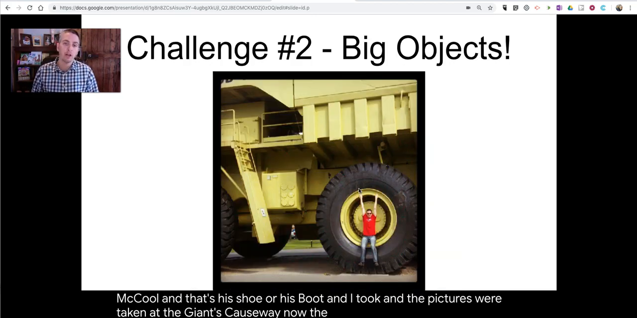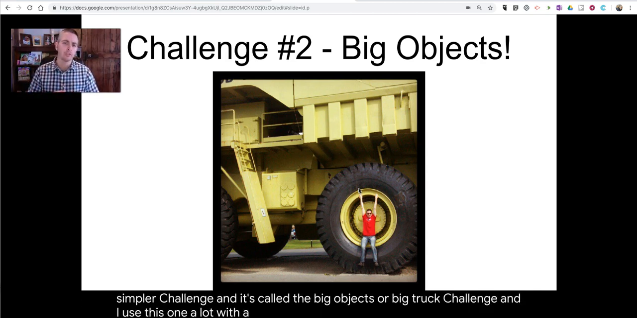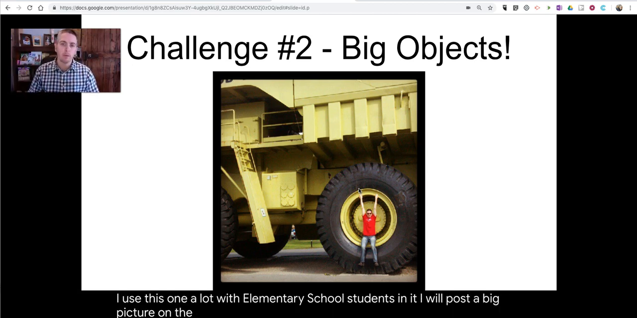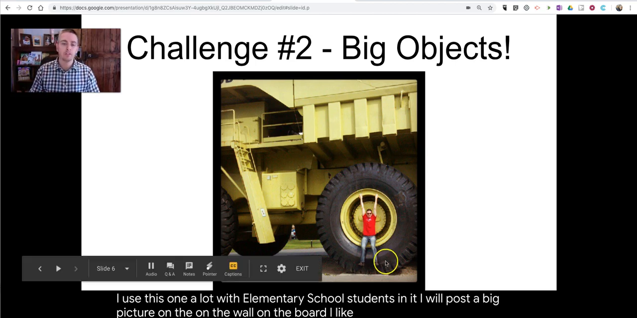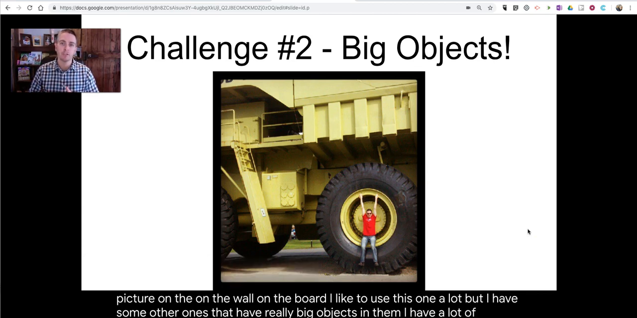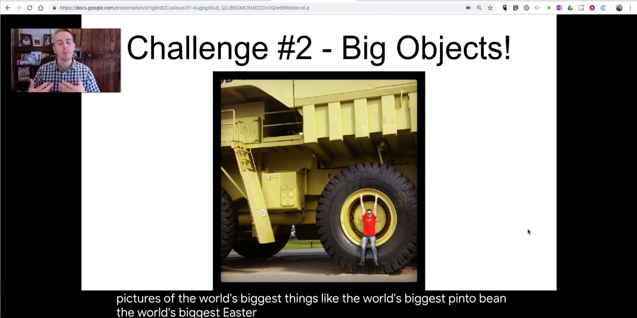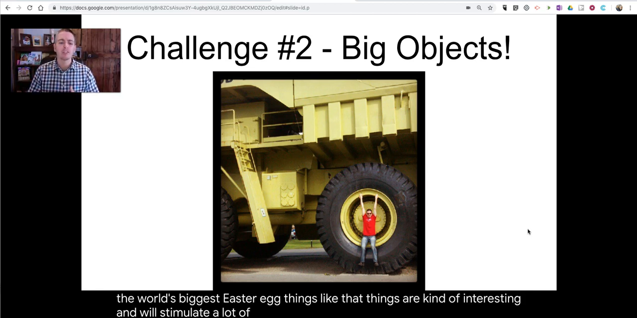Now the other challenge that I shared was a simpler challenge, and it's called the Big Objects or Big Truck Challenge. And I use this one a lot with elementary school students. In it, I will post a big picture on the wall, on the board. I like to use this one a lot, but I have some other ones that have really big objects in them. I have a lot of pictures of the world's biggest things, like the world's biggest pinto bean, the world's biggest Easter egg, things like that. Things that are kind of interesting and will stimulate a lot of questions from students.